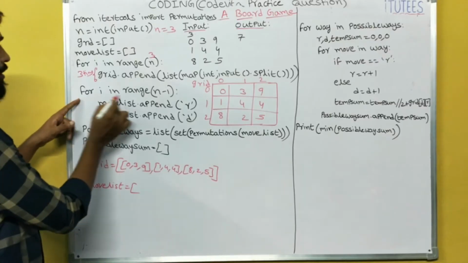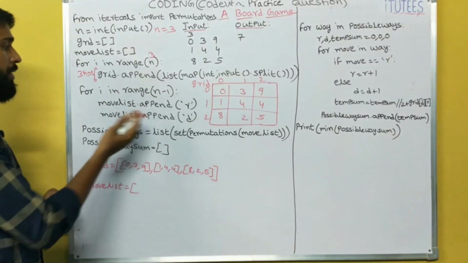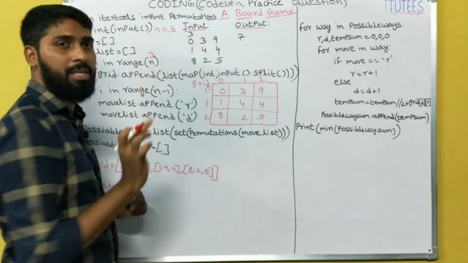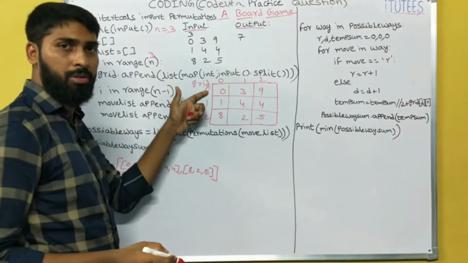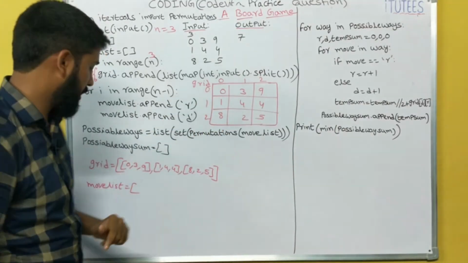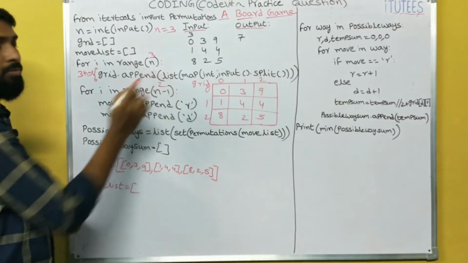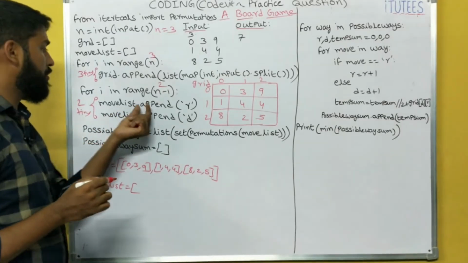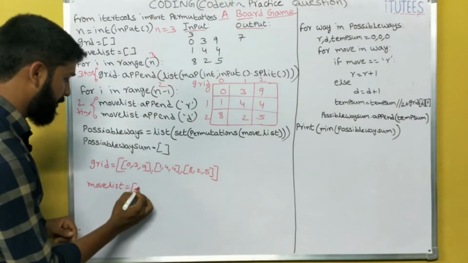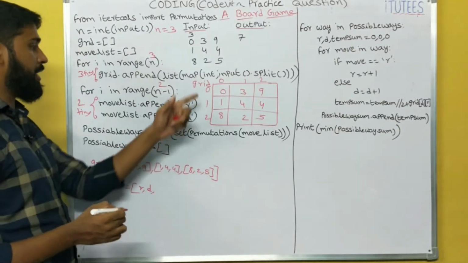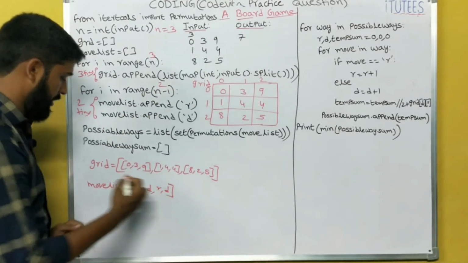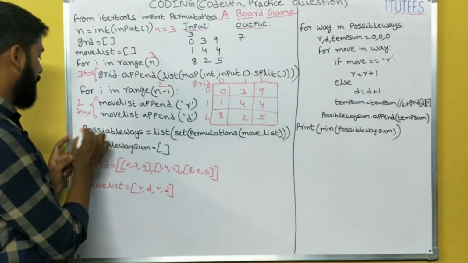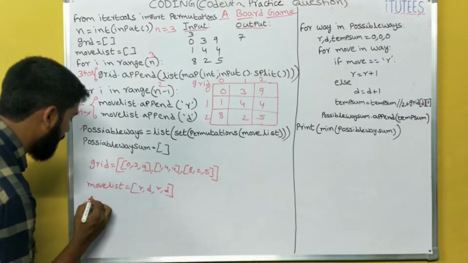Okay, the next step. For i in range of n minus 1. In how many ways can you move? If the size is 3, you can move 2 steps down and 2 steps right. So we run n minus 1, that means 2. So this executes 2 times. What we are doing is move list dot append R, D. Next iteration again R, D. So this is the move list. That means 2 times right, 2 times down. So after that, these are the possible ways. Already we discussed this.